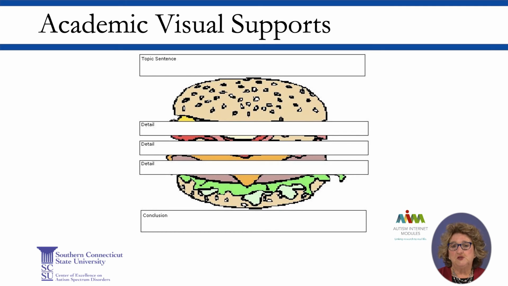The next is a visual support. Many of our students are very reluctant writers, and the organization of their thoughts is difficult for them. So this structure gives them really a nice visual outline of what is expected in this writing task. They need a topic sentence, 3 detail sentences, and a conclusion.